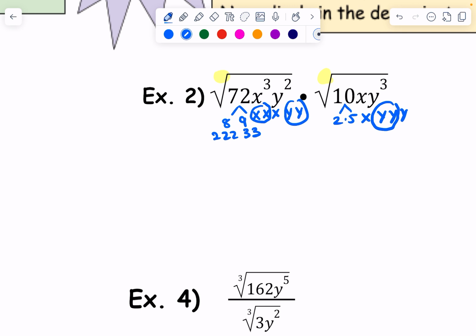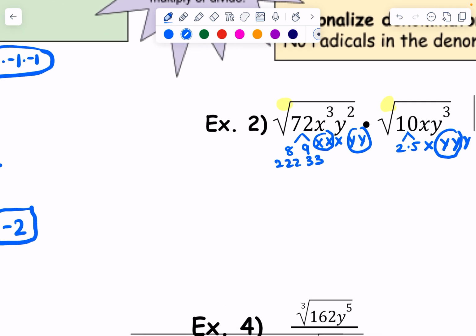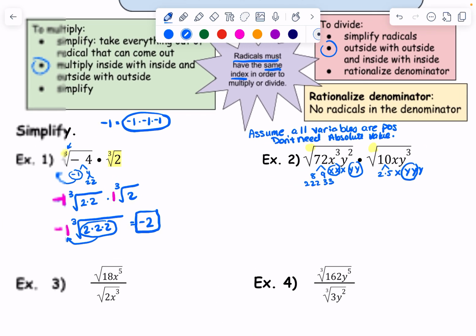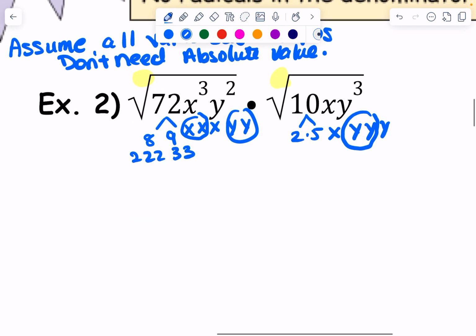Now here's the deal. If it says assume all variables are positive, you don't need absolute value. So if your direction says assume all variables are positive, you don't need absolute value. Okay, but if it doesn't, you're going to want to put the absolute value. And we just have simplify here, so we're going to keep going using the absolute value.